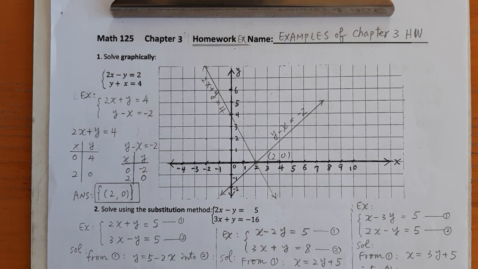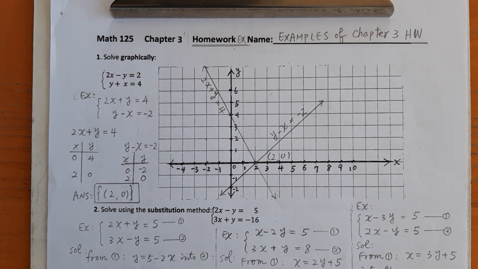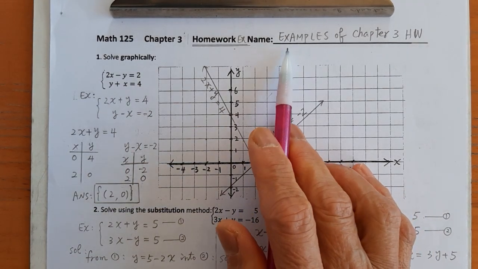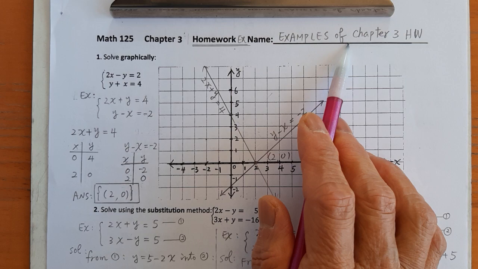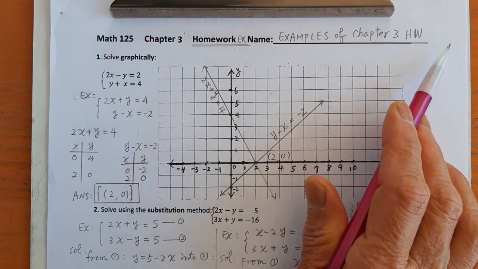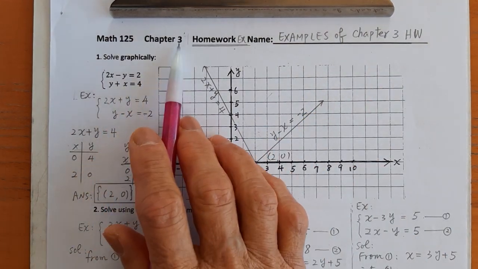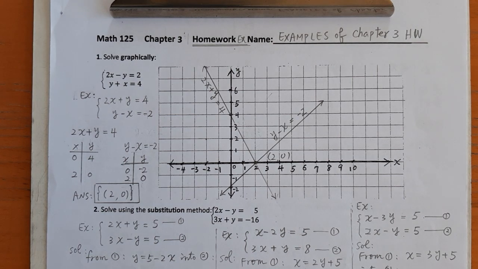This is Math 125 Intermediate Algebra. Today we talk about the Chapter 3 homework examples. In Chapter 3 we learned about linear systems.